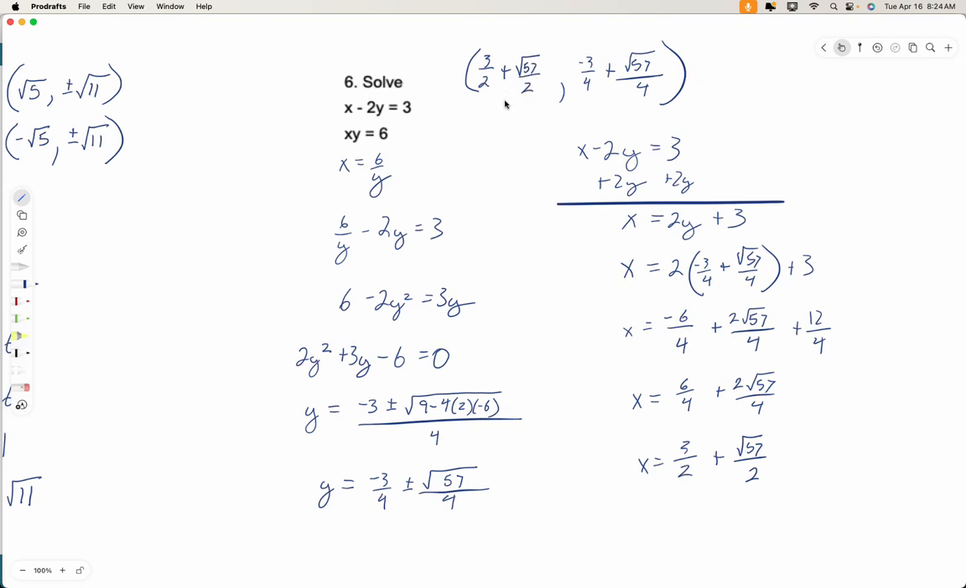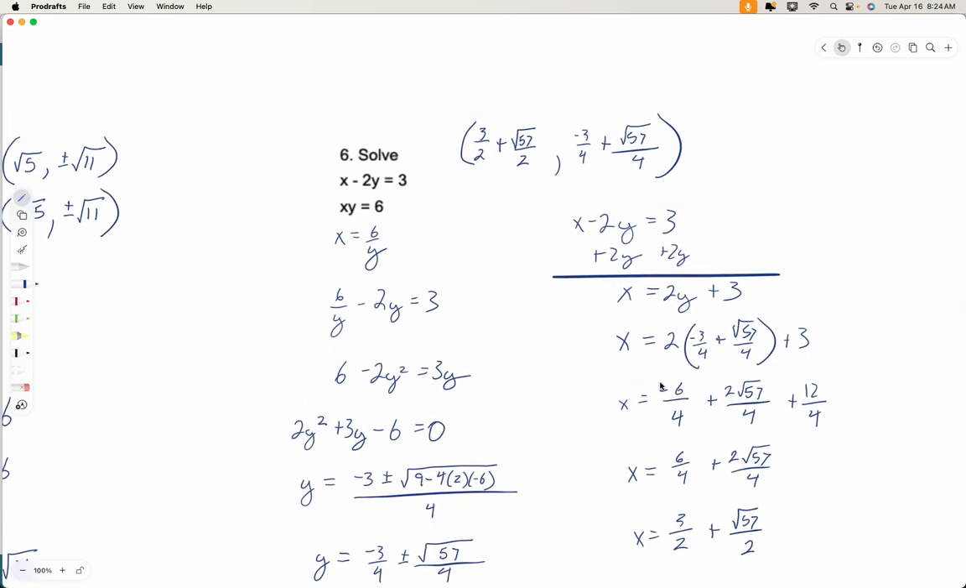And whenever we do this again and we make this a minus sign to do the other, the minus version, it's not going to change anything other than making the x minus also. So 3 over 2 minus square root of 57 over 2, negative 3 over 4 minus square root of 57 over 4. Those are our two terms.